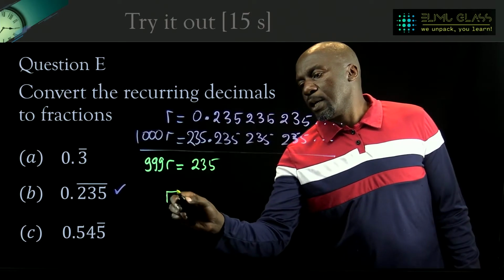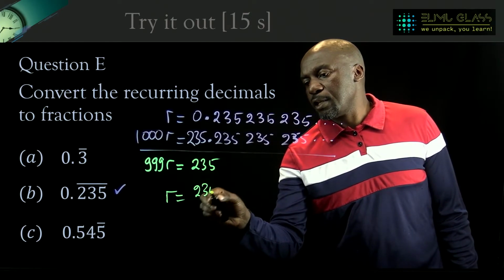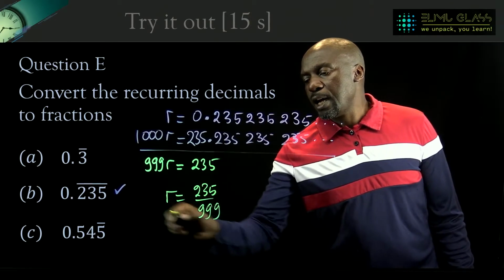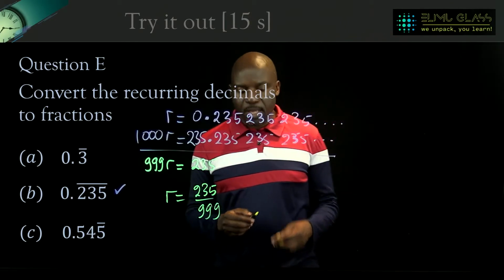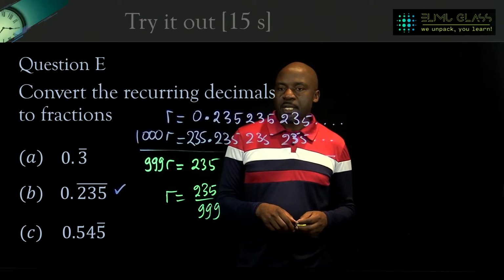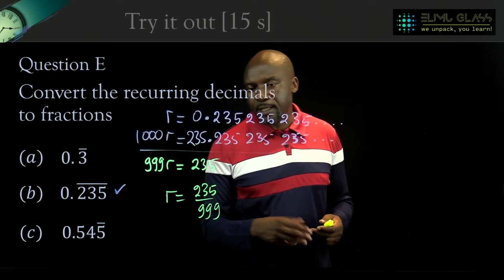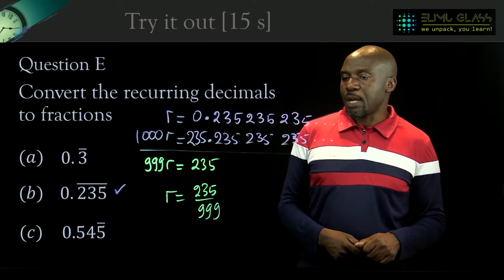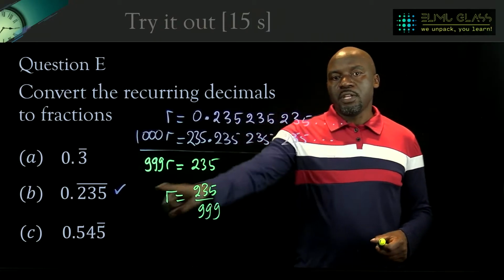And so R becomes 235 divided by 999, and that is the fraction. You can check whether it is possible to reduce that. See if you can divide by 3. I don't see that happening there, and so this becomes our best bet for this fraction.